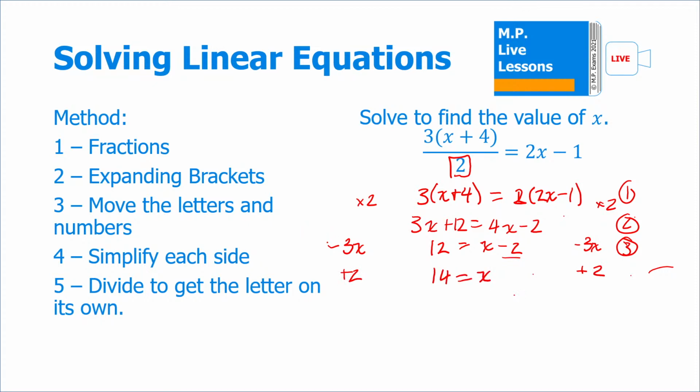This happens to be our solution as well, because after we've simplified each side, we've got the letter on its own. So x is equal to 14. And you can check this by substituting into the original equation.